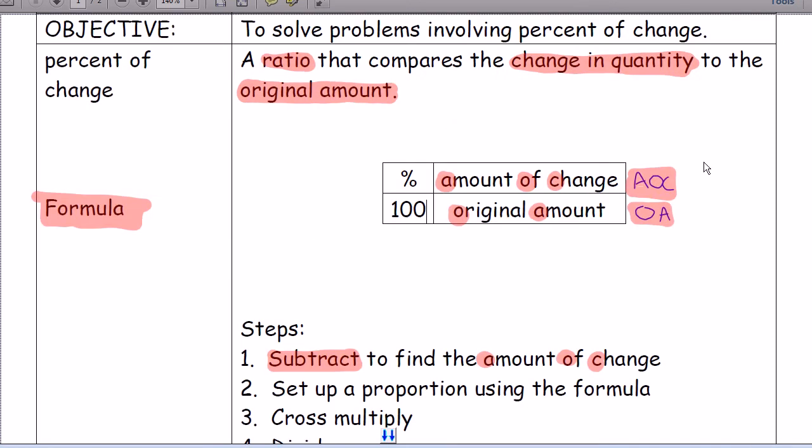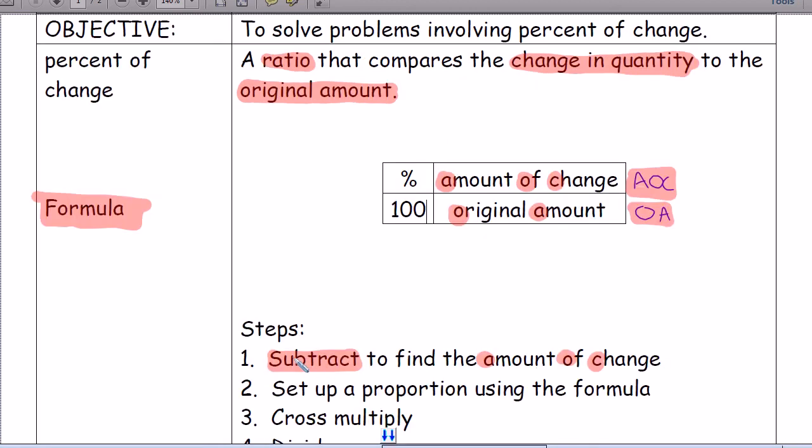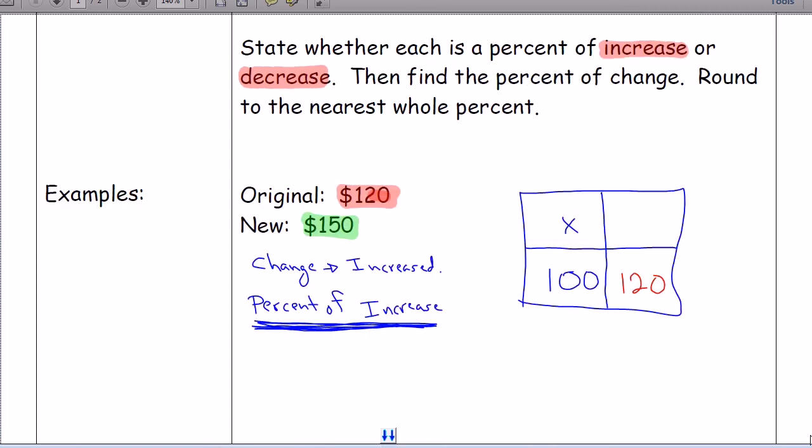This right here is where you put the AOC, the amount of change. And how do we find the amount of change? Well, we need to subtract, like it says right here on step number 1. We're going to have to subtract to find that answer. And what are we going to subtract? We're going to subtract these two numbers. We're trying to find the difference, the amount of change. How much did it change by? So I'm going to do 150 minus 120. And when I do that, I get 30.